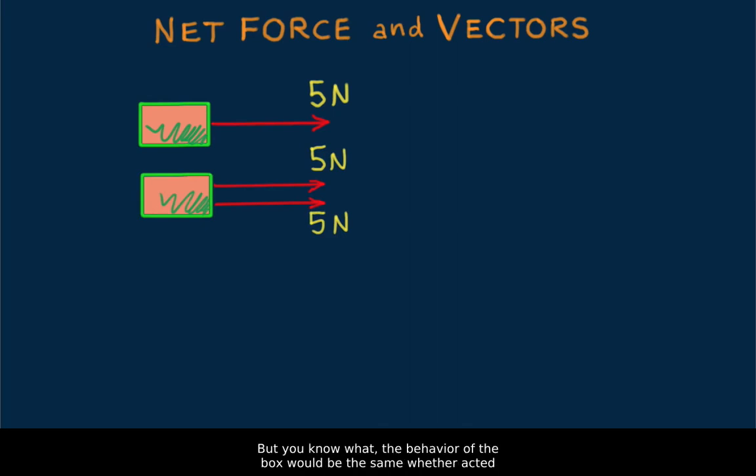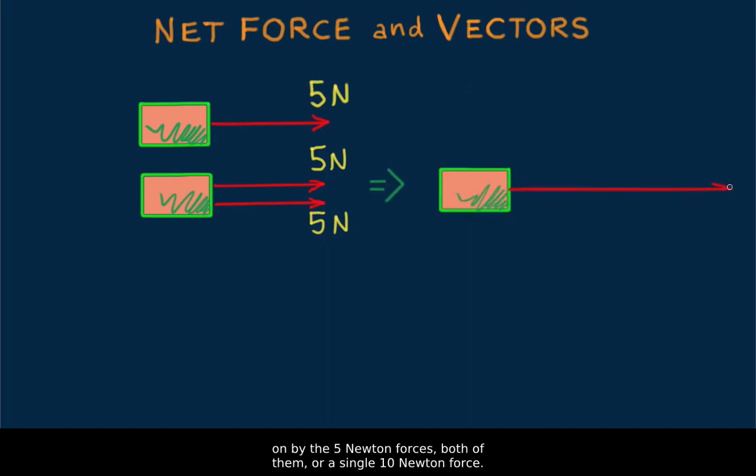But you know what? The behavior of the box would be the same whether acted on by the 5-Newton forces, both of them, or a single 10-Newton force. The box wouldn't know the difference. We say the net force of the two 5-Newton forces is 10 newtons in the same direction. The forces simply add.